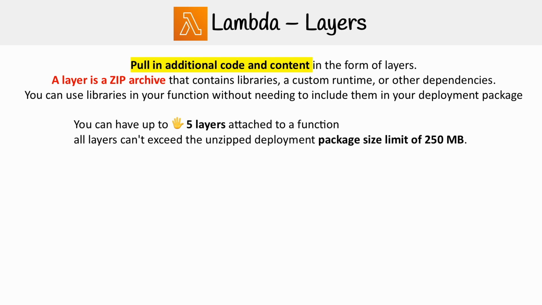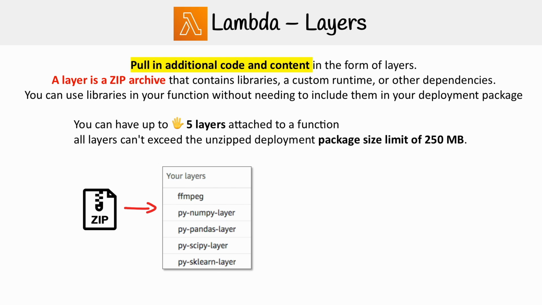So there are some limitations with Lambda layers. You can only have 5 layers attached to a function, and all your layers cannot exceed 250 megabytes, and that's when it's unzipped. So the idea is you're going to get something like FFmpeg and put it in a zip. You're going to upload it to Lambda as a layer. So really good use cases could be FFmpeg, NumPy, Pandas, SciPy, Scikit-learn, or maybe PDFKit, which I didn't list. These are all libraries that I've used, and they're actually used on the ExamPro platform.